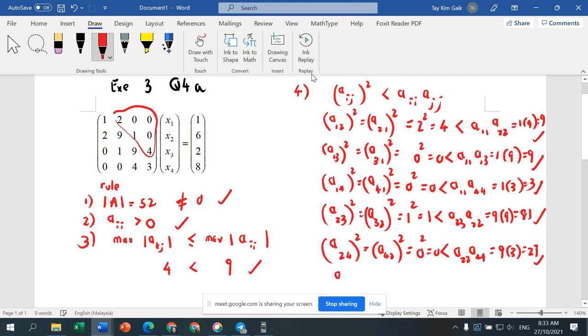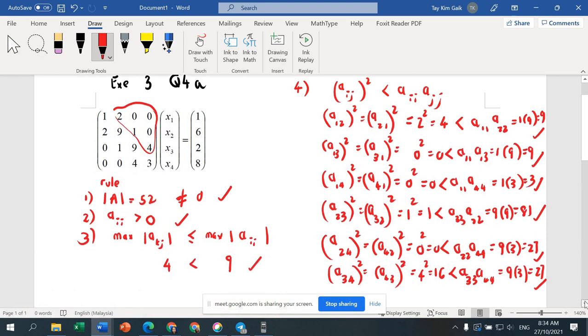So it's just left A34. A34 equals A43 because they are symmetric. A34, you have 4 squared is 16. So you have to check is it true, less than A33 times A44. A33 is 9, A44 is 3, which is 27. It is true that 16 is less than 27. So this is the first part, showing it is symmetric positive definite.